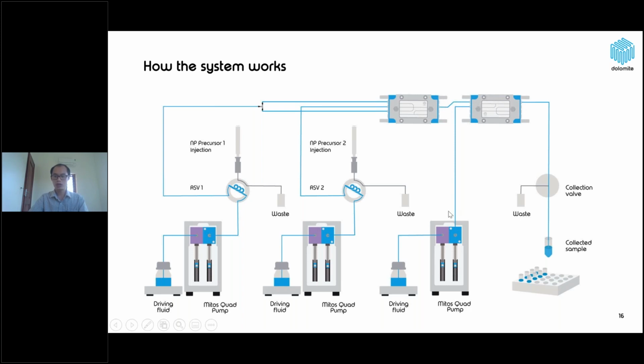For dilution, the third pump will be pumping the diluting fluid for the dilution process with the T junction chip. And finally, the product will go to the collected sample and be controlled by the collection valve to decide whether to go to waste or for collection.